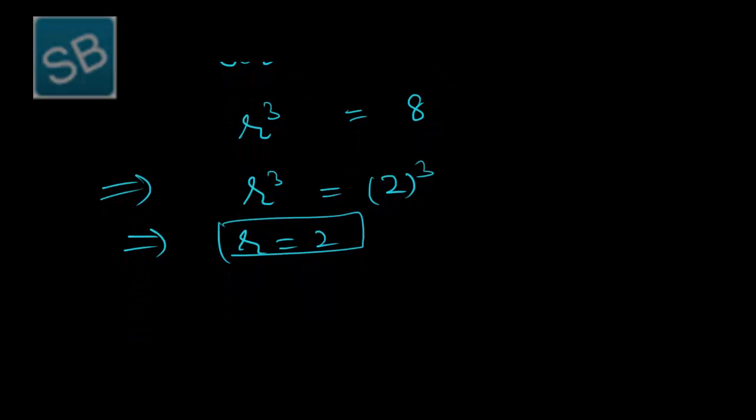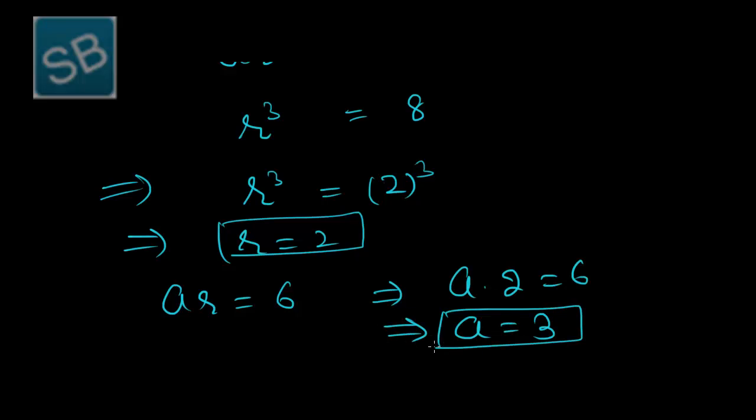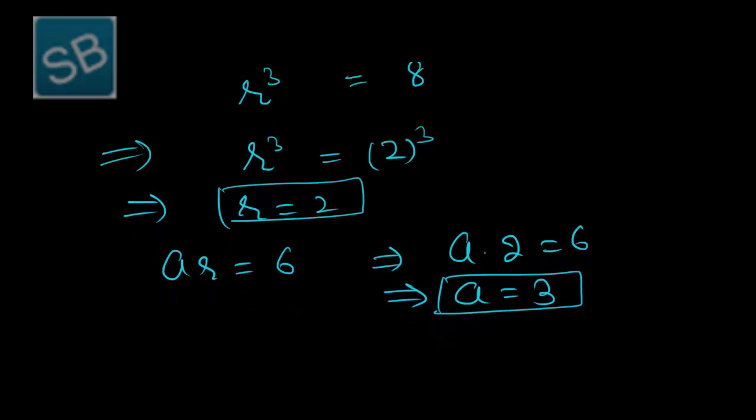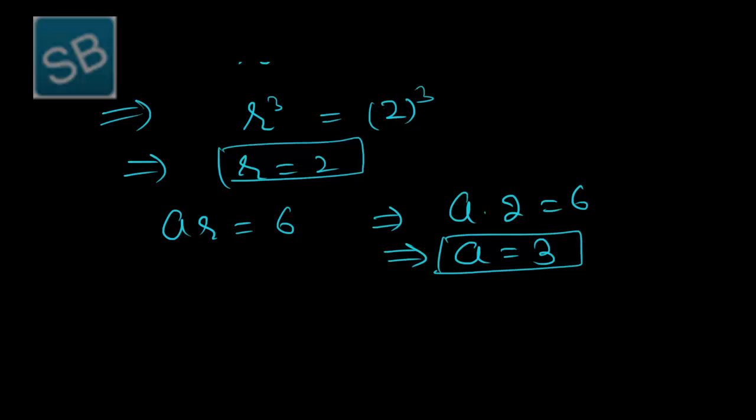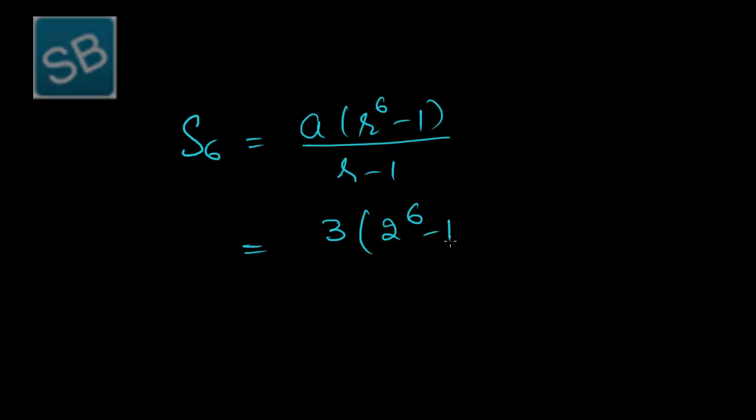Now we have to find A. As we have A into R is equal to 6, so it gives A into 2 is equal to 6. That gives A is equal to 3. So we get A and R. Now we have to find S6. That is A into R raised to power 6 minus 1 over R minus 1. So here A is 3, R is 2, 2 raised to power 6 minus 1 over 2 minus 1.